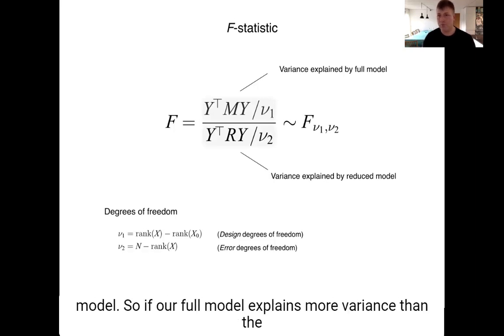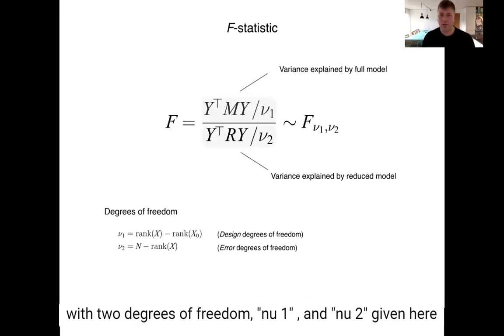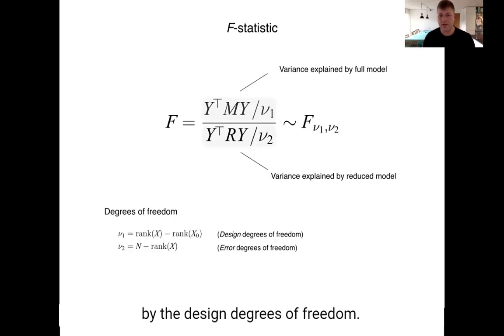So if our full model explains more variance than the reduced model, we would have a large F statistic distributed with 2 degrees of freedom, nu1 and nu2, given here by the design degrees of freedom, so the degrees of freedom of the full model, and the error degrees of freedom, so the degrees of freedom of the error estimate or the residuals.